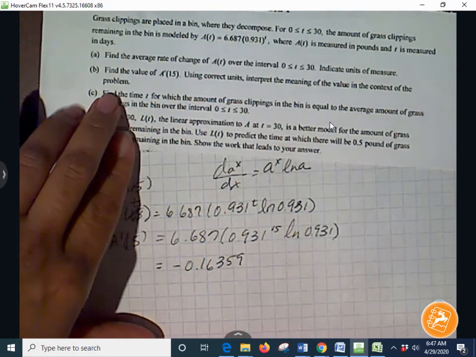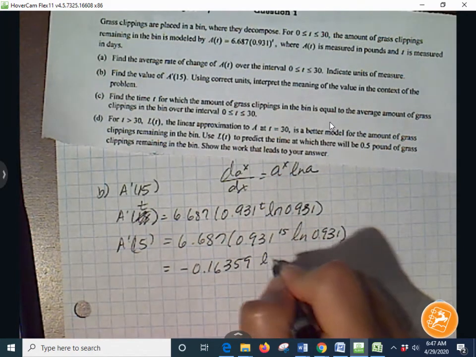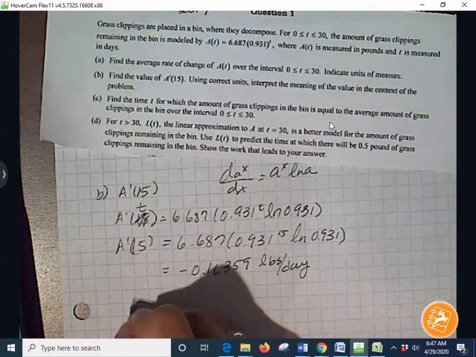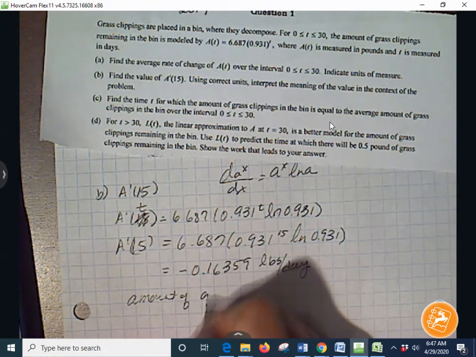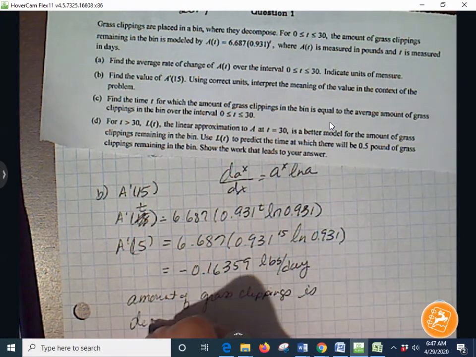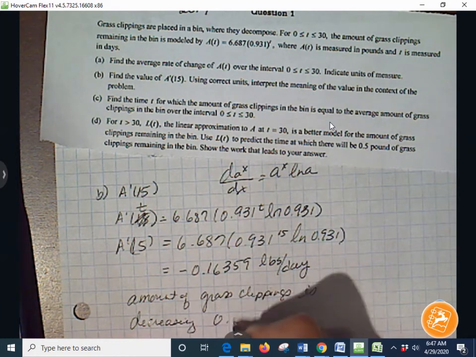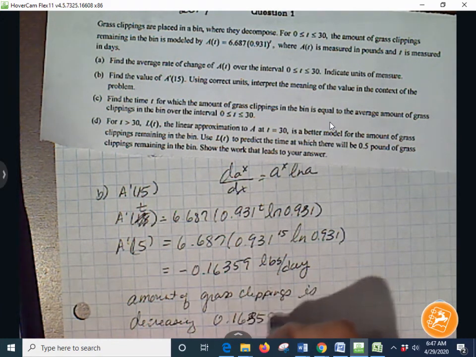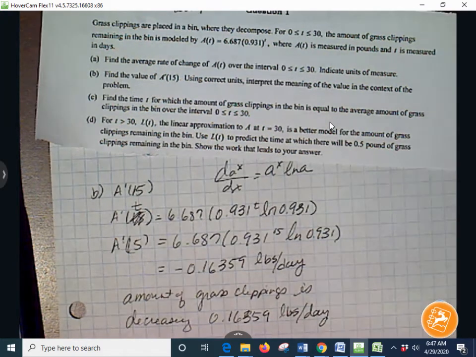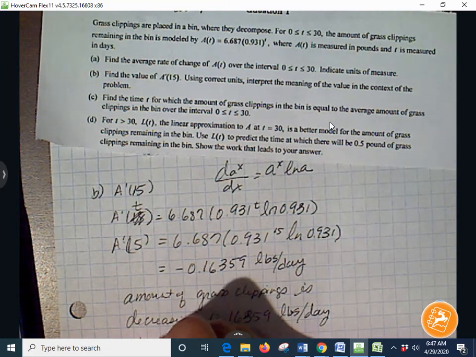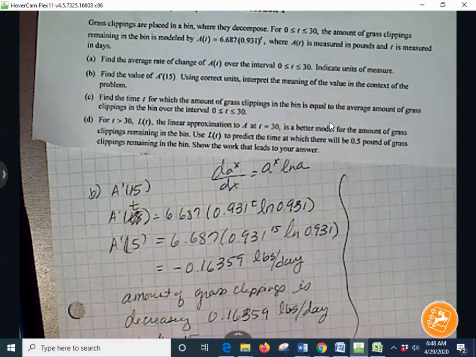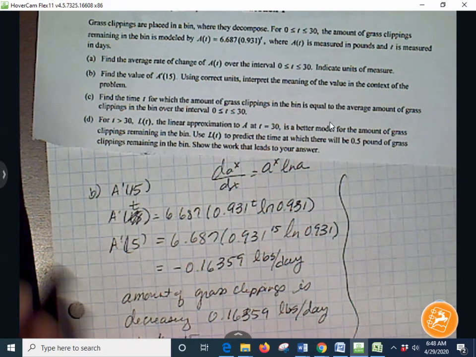Okay, it says using correct units, interpret the meaning of the value in the context of the problem. So what is the meaning of this? Well, first off, I know that this is going to be pounds per day. That means that the amount of grass clippings is decreasing 0.16359 pounds per day at day 15.